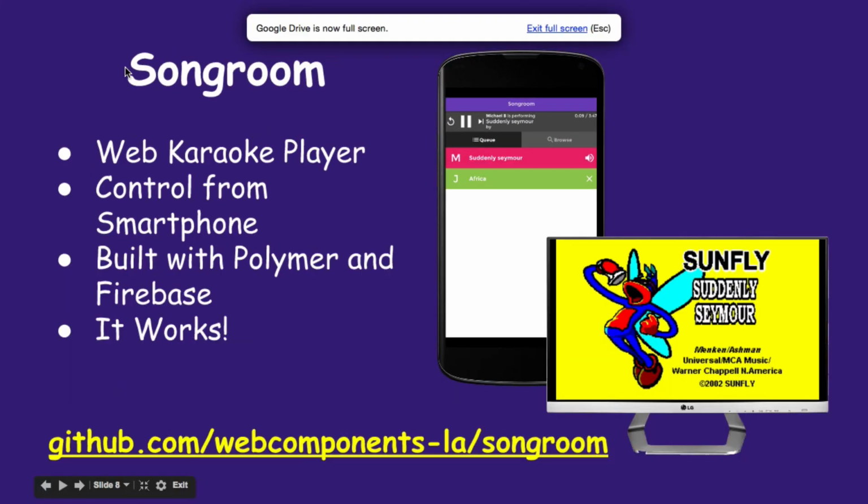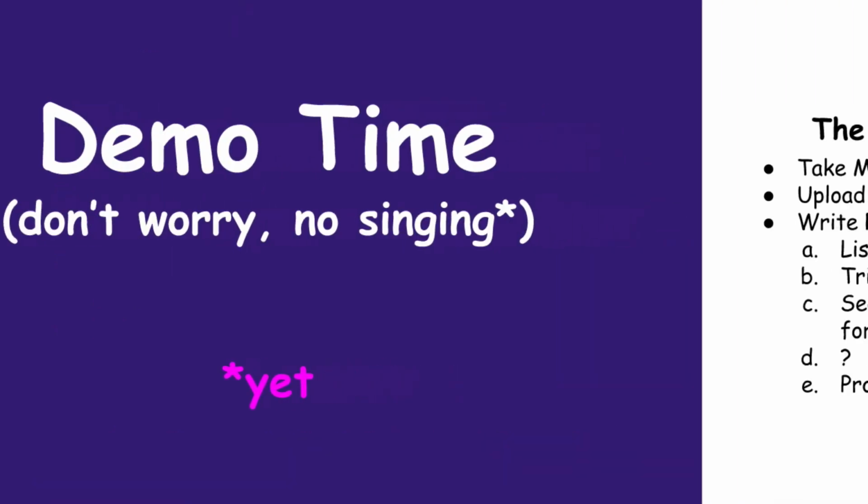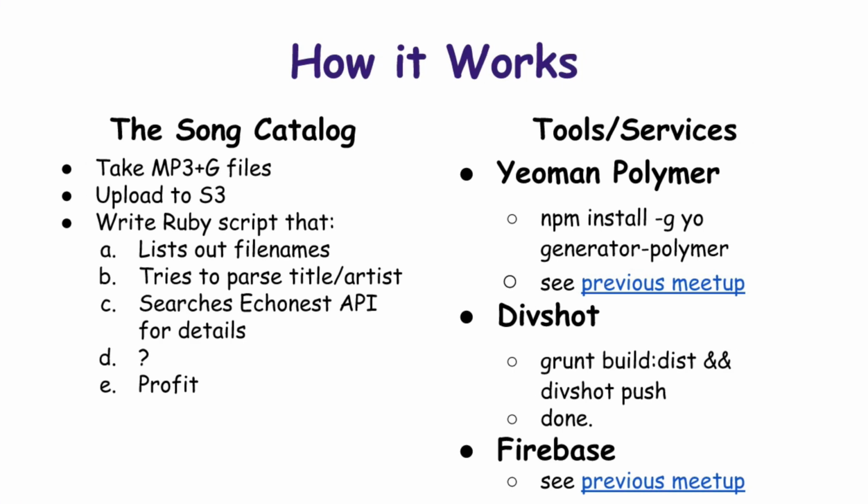All right, so back to this. Here we go. Oh, yeah, that's the Quince beers. All right, so we did the demo. So the song catalog. Basically, I had a bunch of MP3+G files, which is, now that we don't have CDs anymore, CD+G doesn't really make sense. So instead, there's just an MP3 file and then a .cdg file that has that little 4-bit video track. I uploaded a bunch of songs to S3. Then I wrote a little Ruby script that went through those, searched the Echo Nest API to try to match up track and artist info, and then stuck all that into Firebase so that I could use this.